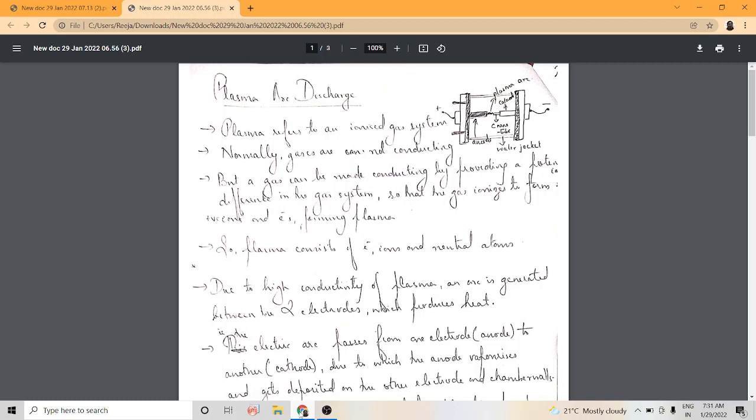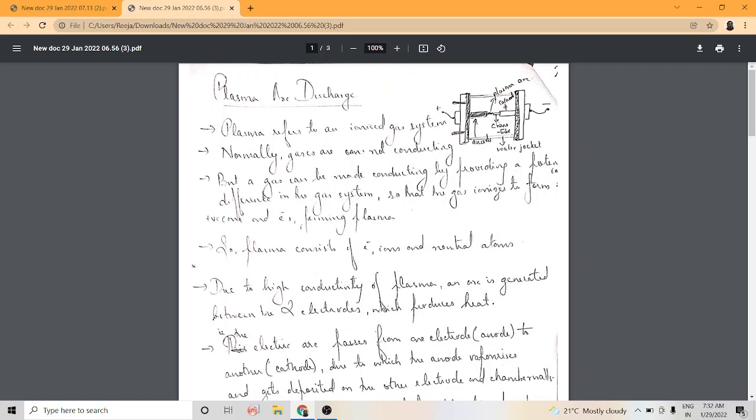Now plasma refers to an ionized gas system. Normally, gases are not conducting, but they can be made conducting. How is it done? A gas can be made conducting by applying a potential difference in a gas system. As a result of the applied potential difference, the gas will ionize. The gas ionizes to form positive ions and electrons. That is, it forms plasma.